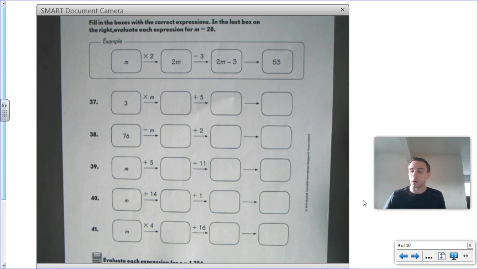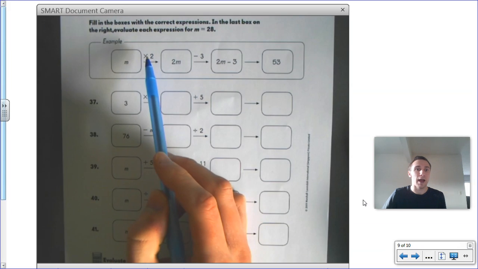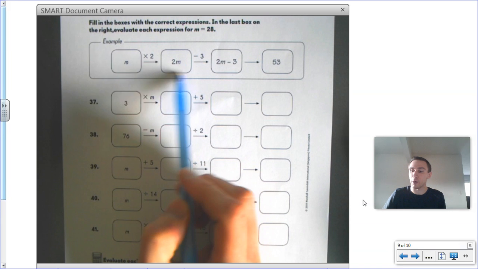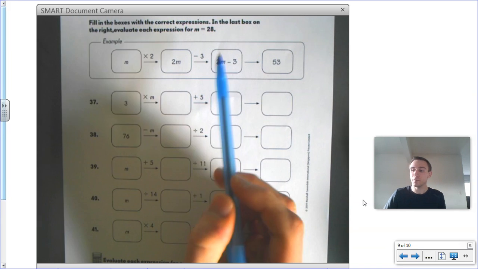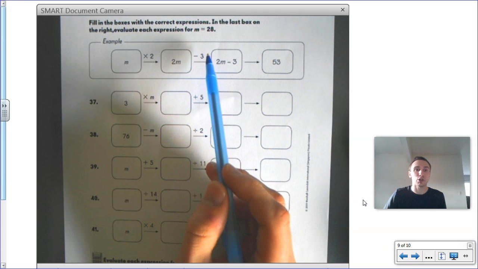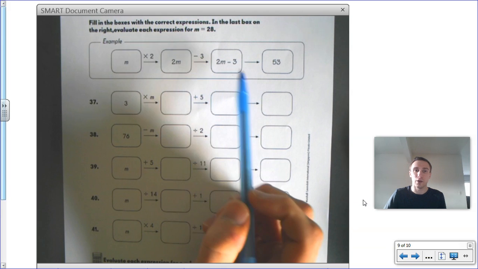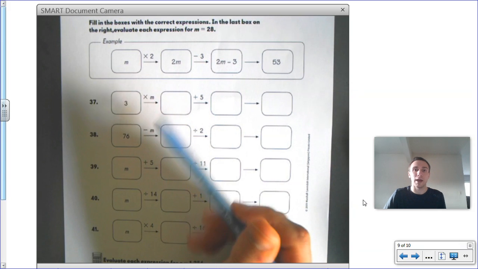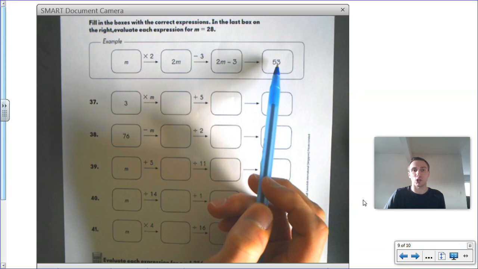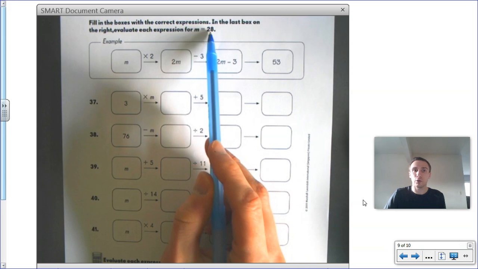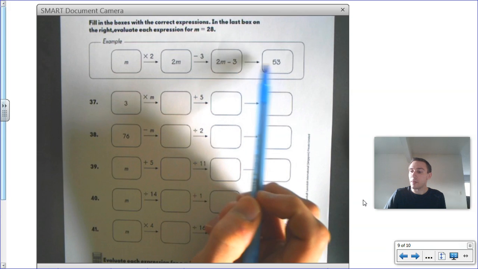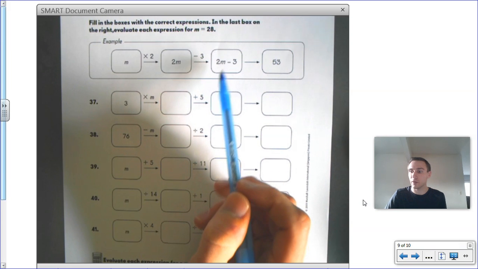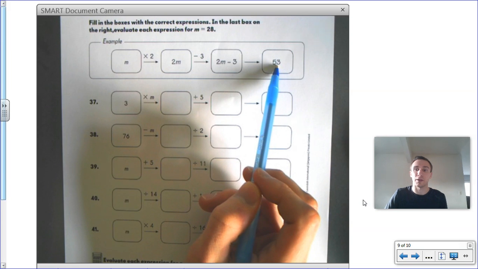Now, in the example, we have m, and then we're told to multiply it by 2. Well, we could say m times 2, but we know the algebraic way of saying that is 2m. Then, after we have 2m, we're told that we're going to subtract 3. So what do we have after that? Well, we have 2m minus 3. Now, to get to this last box, 53 magically appeared. Well, how did that happen? Well, I have m equals 28 at the top of my page, and then I'm going to have 2 times 28, and 2 times 28 is 56, minus 3 will give me 53.